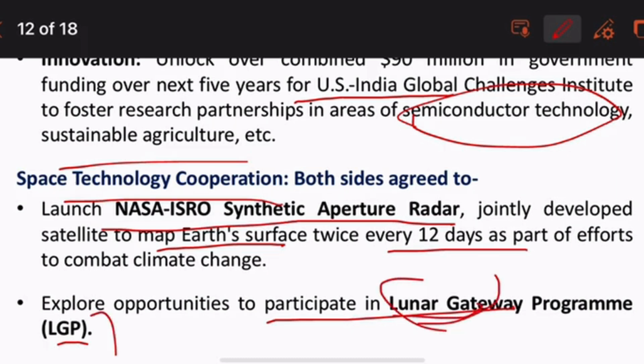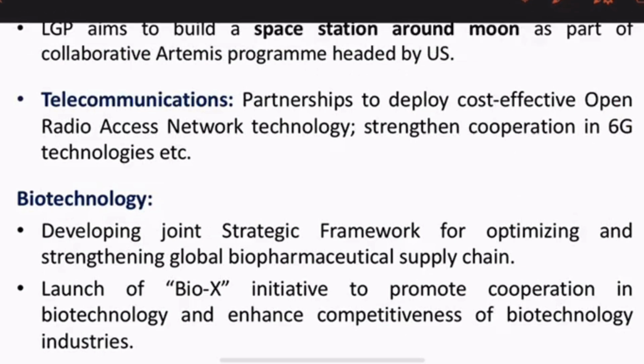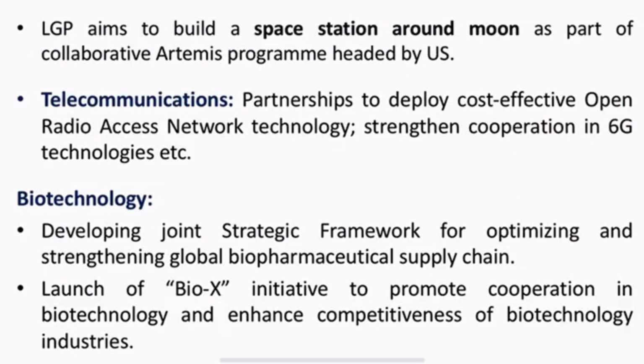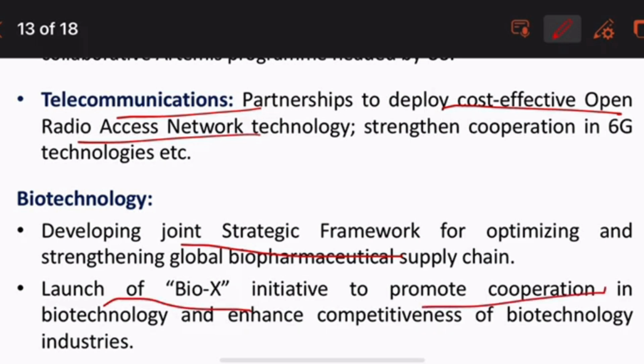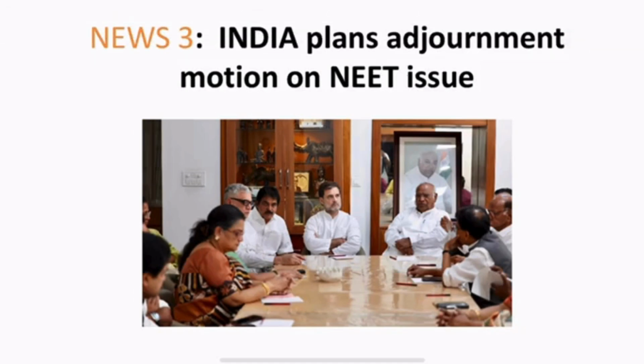Lunar means exploring the moon. Under the gateway program, they aim to build a space station around the moon. In telecommunication also, they are deploying cost-effective open radio access network technology. And in biotechnology, they are developing a joint strategic framework and the launch of the BioX initiative to promote cooperation in biotechnology.